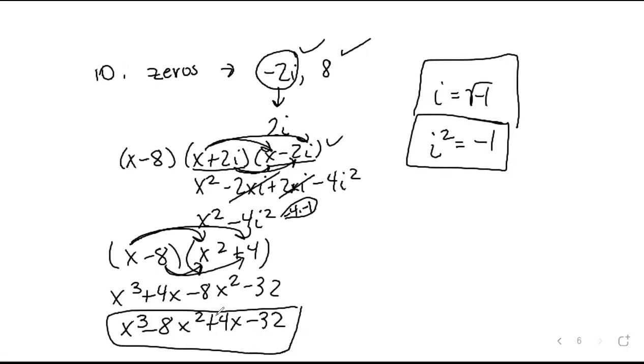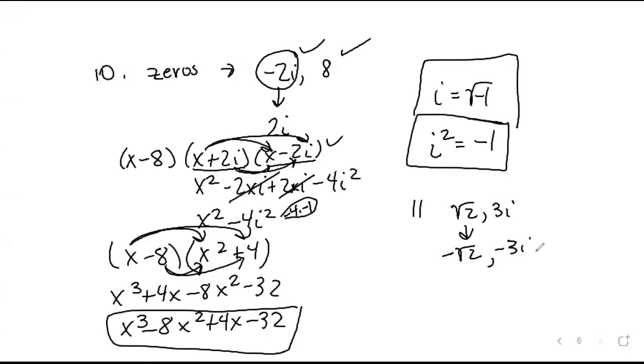On 11, if you're on chat or if you're on Zoom right now, go ahead and you can use words. I know you don't have a square root button, you just type out the words. But on number 11, if they're telling me that my zeros are square root of 2 and 3i, then what's another zero I have to have? Which one's going to go with square root of 2? Negative square root of 2. And if I have a positive 3i, I'm going to have a negative 3i.